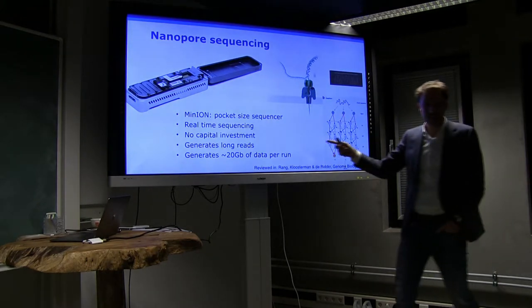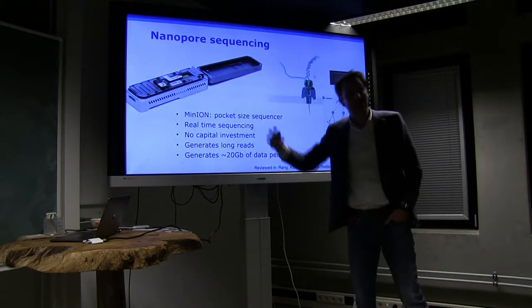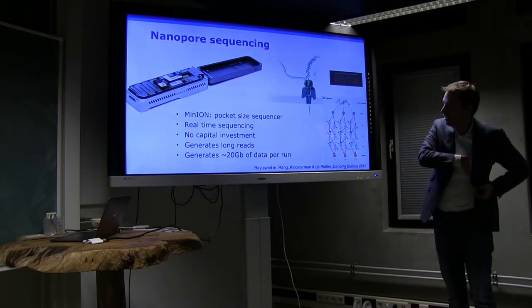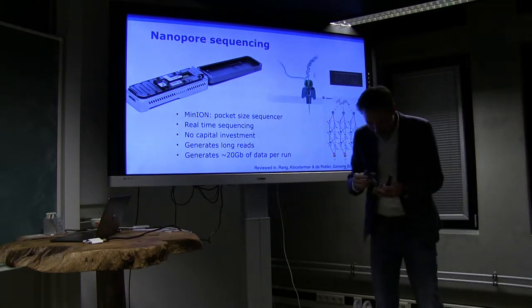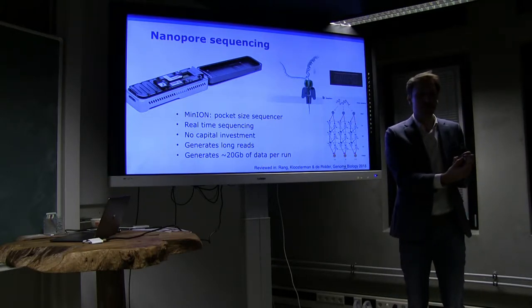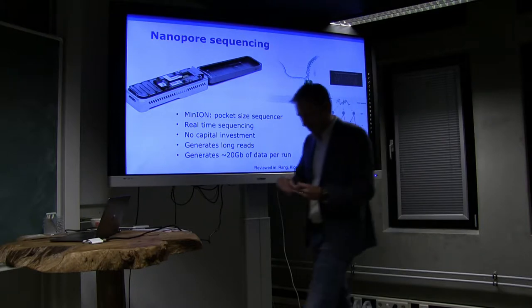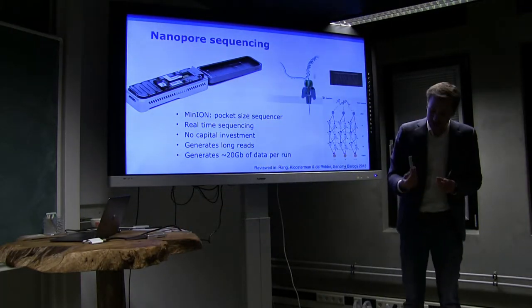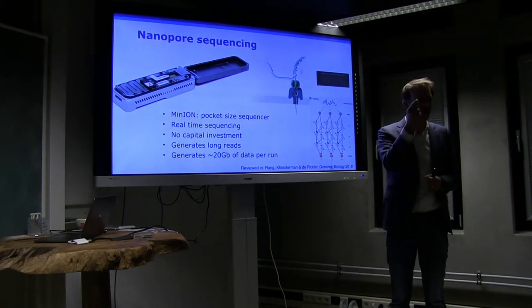That's not it. So this is next generation sequencing. This is a nanopore sequencer, and I actually brought one. It's a pocket-sized device. You connect it through USB to your computer. It's marketed by ONT, Oxford Nanopore Technologies. This is a dummy flow cell, but this is basically where they make the money.